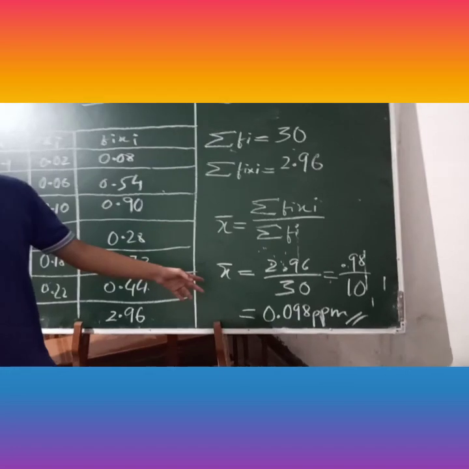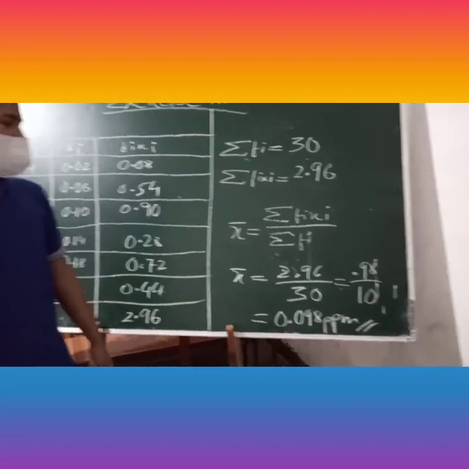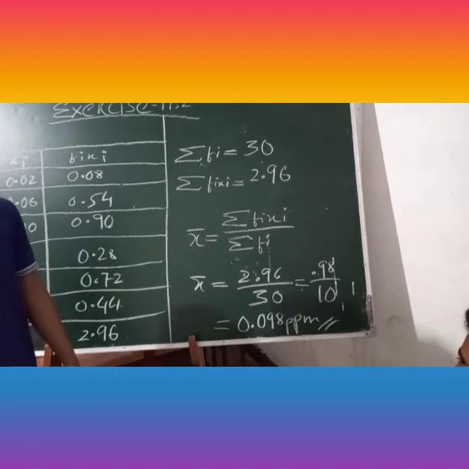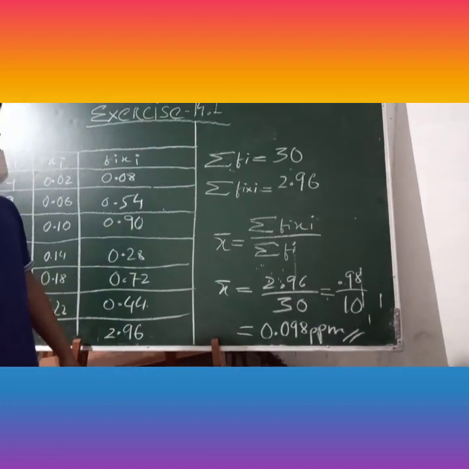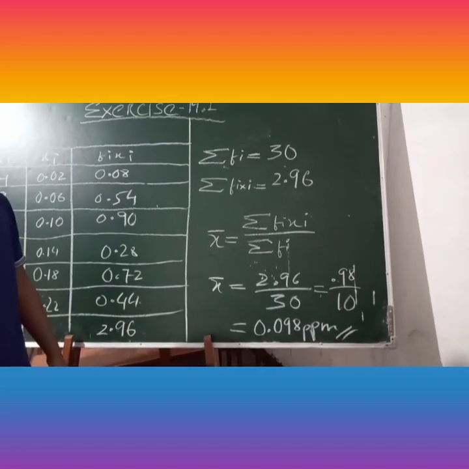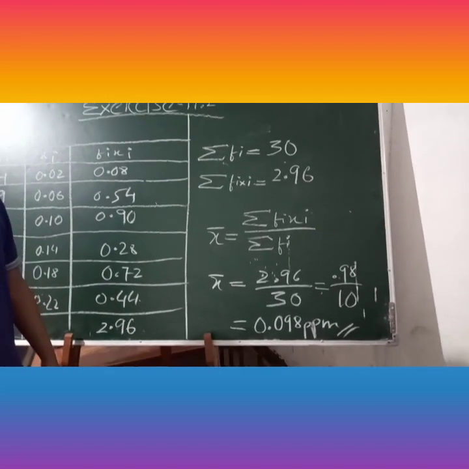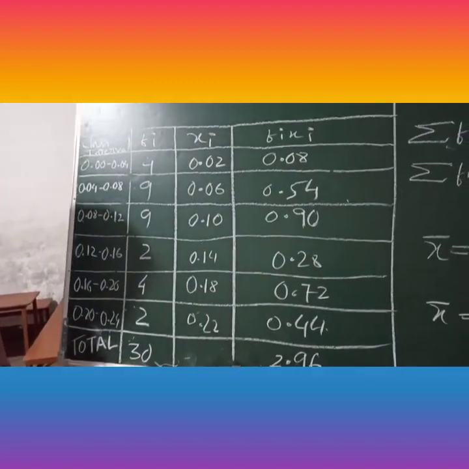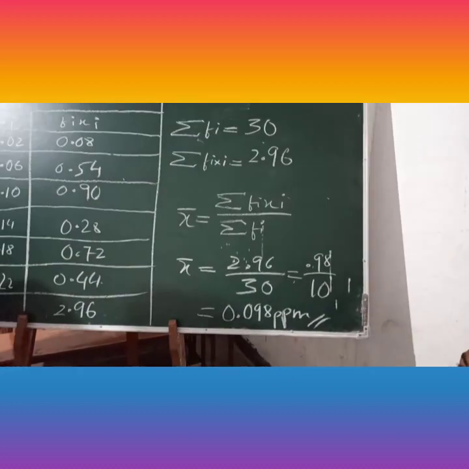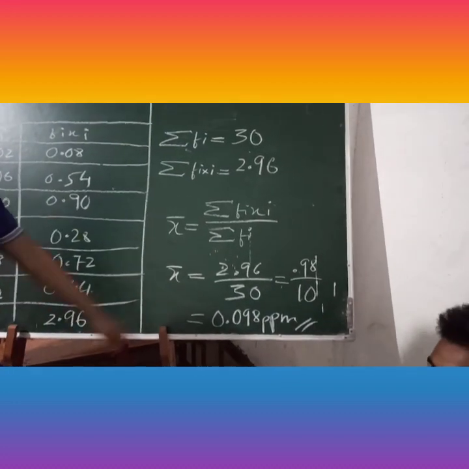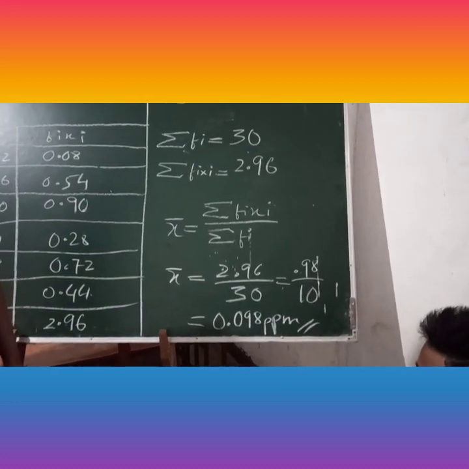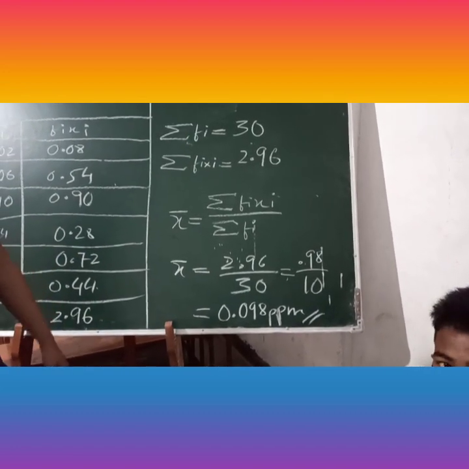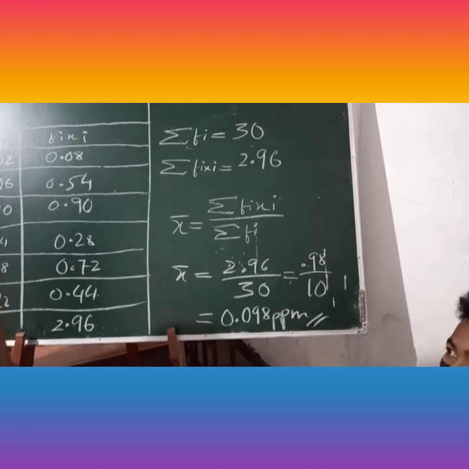So applying this formula, now put the value from the table. That is 2.96 in place of summation of Fi Xi, and summation of Fi is total 30. Yes, check here, that is 30. So put this one. After then we got 0.98 by 10. So we got 0.098. That is given in ppm.